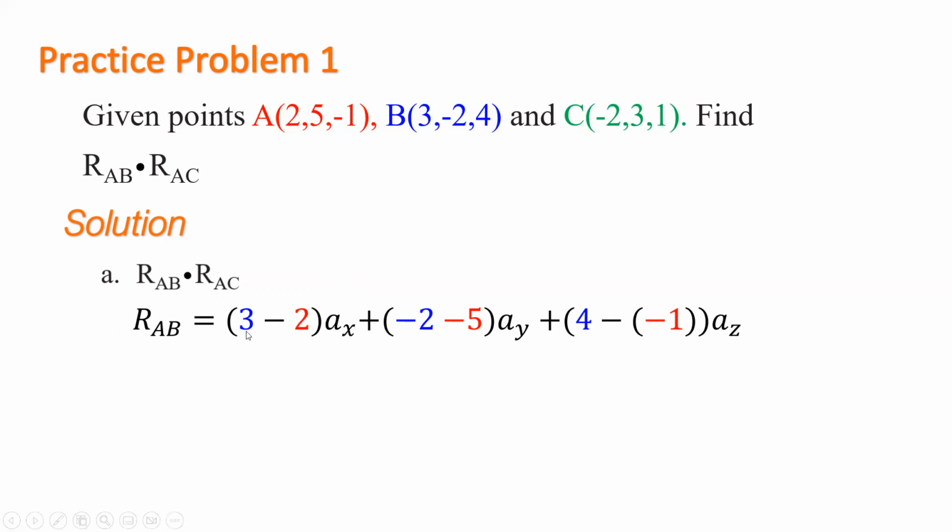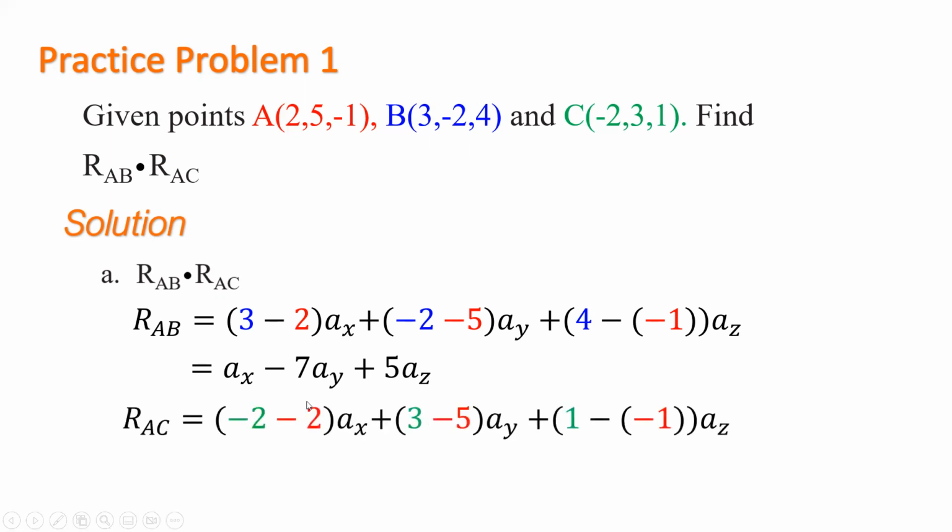So 3 minus 2, A sub X, plus -2 minus 5, A sub Y, plus 4 minus -1, A sub Z. So mapapansin natin, yung blue rito, yung mga coordinates ng B, at yung red, mga coordinates ng A. So para madali natin silang sundan. So simplifying this equation, we will get our vector AB is equals to A sub X minus 7A sub Y plus 5AZ.